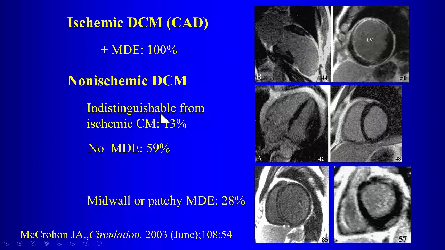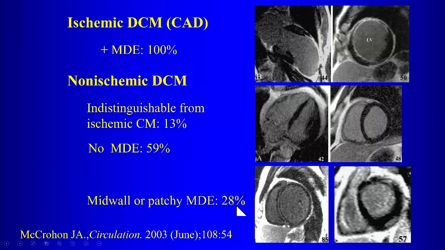Those patients who had non-ischemic dilated cardiomyopathy, about 15% of them had myocardial enhancement that was very similar or indistinguishable from the ischemic group. And there's not a good explanation for why. The vast majority of patients though, who have non-ischemic dilated cardiomyopathy have no delayed enhancement. So it is not unusual to have no myocardial delayed enhancement in patients with non-ischemic dilated cardiomyopathy.